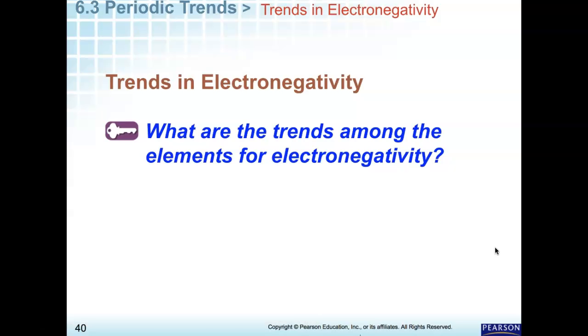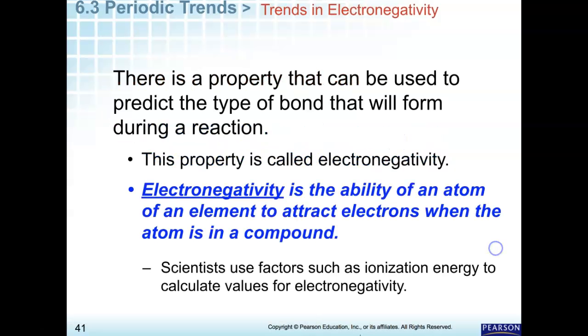Let's look at electronegativity now for trends. Electronegativity is the ability of an atom of an element to attract electrons when the atom is in a compound. I like to think of electronegativity as how much of an electron hog you are. How much you really want that electron compared to the other guy you're next to.